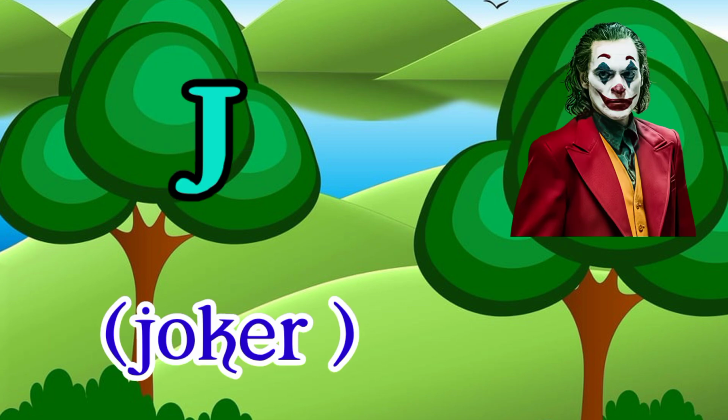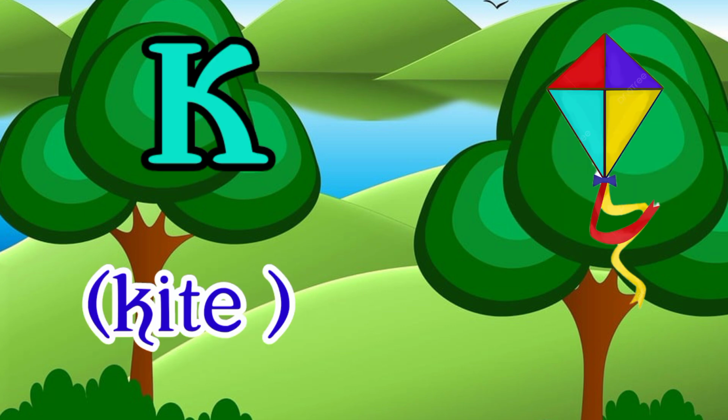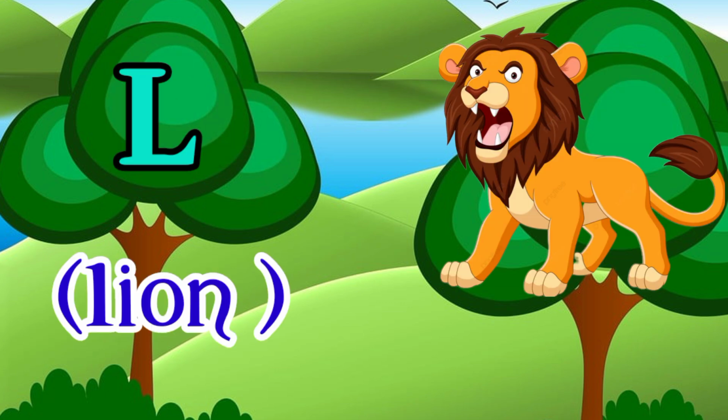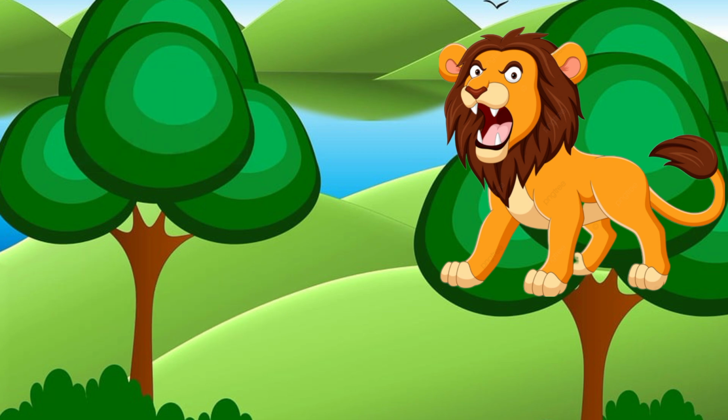J for joker, joker means joker. K for kite, kite means patang. L for lion, lion means ace.